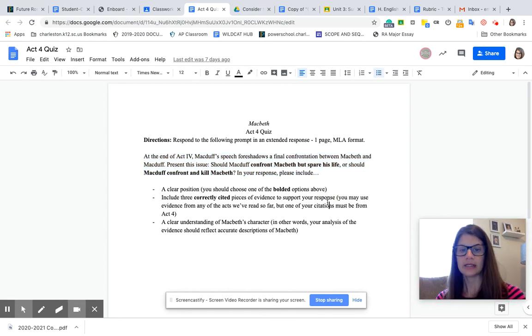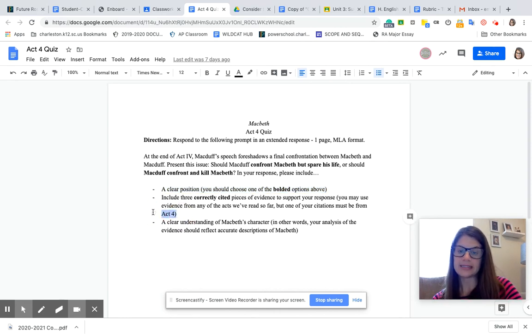In your response, include a clear position. That's a thesis statement. You should choose one of the bolded options above, okay? You should include 3 correctly cited pieces of evidence to support your response. You may use evidence from any of the acts we've read so far. That's 1 through 4, but one of your citations must be from Act 4. You must cite those appropriately.